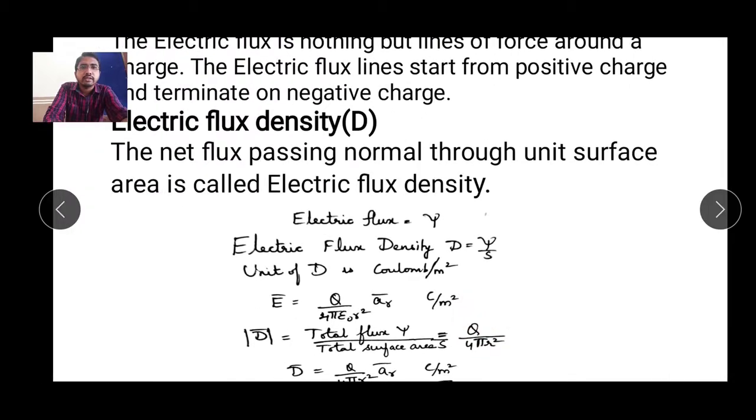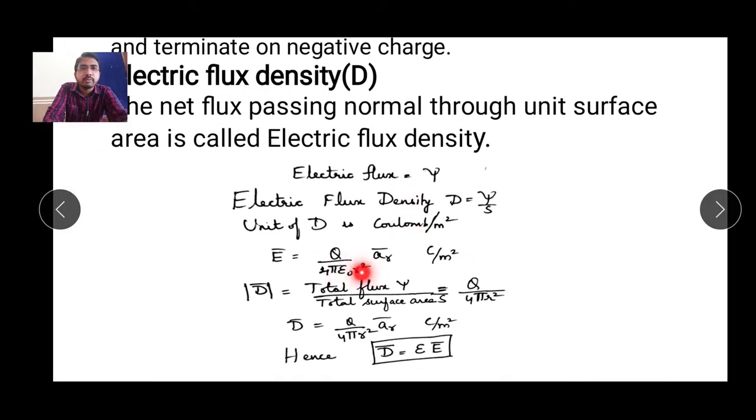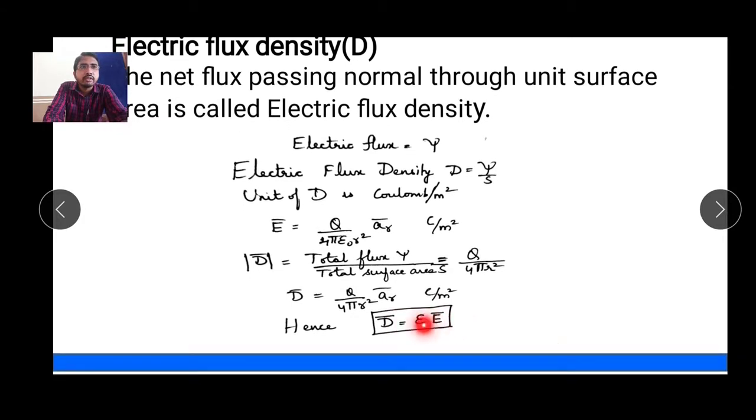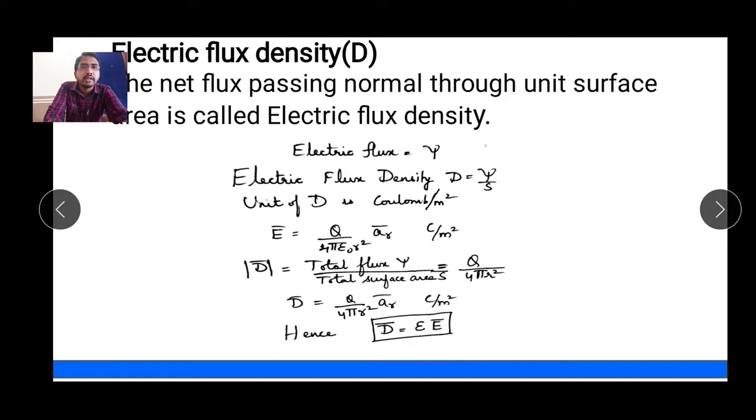Now we know that electric field intensity is Q by 4 pi epsilon naught R square AR bar. So from that, what is D bar? D bar or electric flux density is equal to total flux psi divided by total surface area S, that is Q by 4 pi R square, because here epsilon will be cancelled. So from this we can say that D bar is equal to epsilon into E bar. So the relation between electric flux density and electric field intensity is D bar equal to epsilon E bar. This relation is very important.